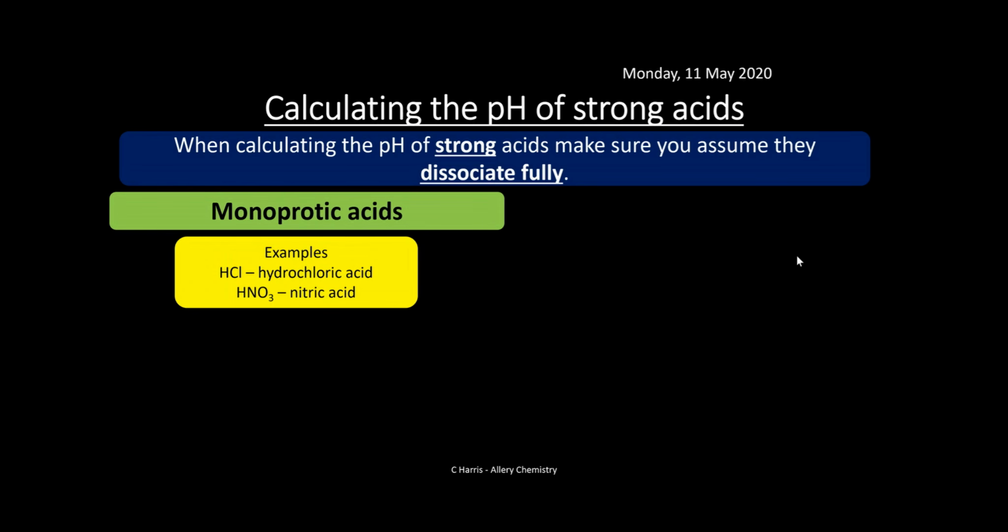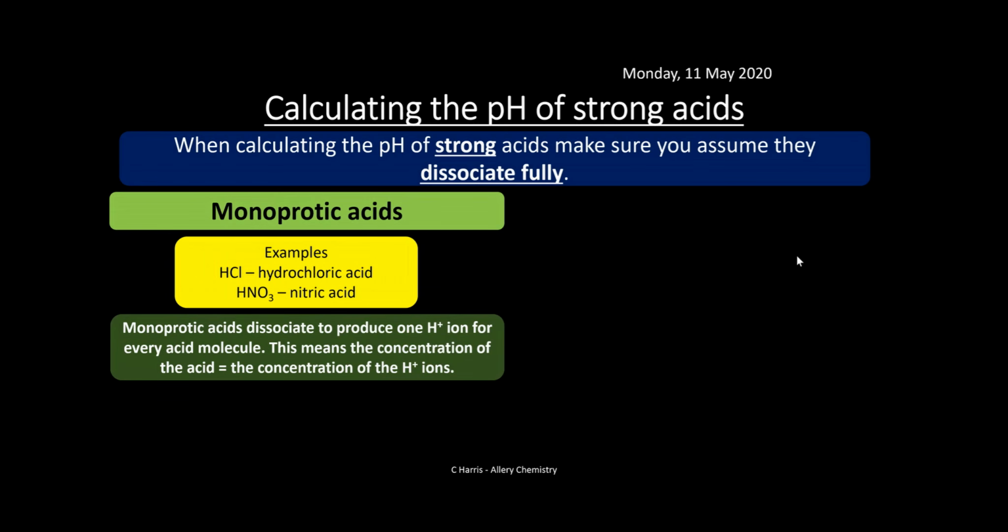So just assume that. For monoprotic acids, for example HCl and nitric acid, which we've seen before, they dissociate to produce 1 H plus ion for every acid molecule. This means the concentration of the acid equals the concentration of H plus ions. So for example, if we've got 1 mole per dm cubed of HCl, and we assume that the number of H plus ions is the same, that produces 1 mole per dm cubed of H plus ions.